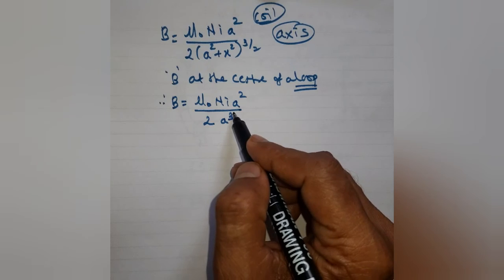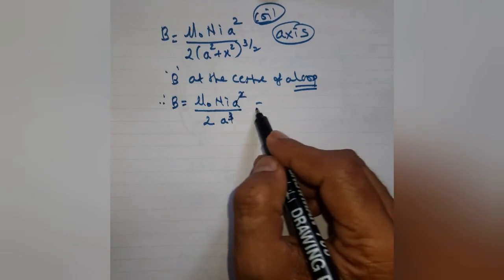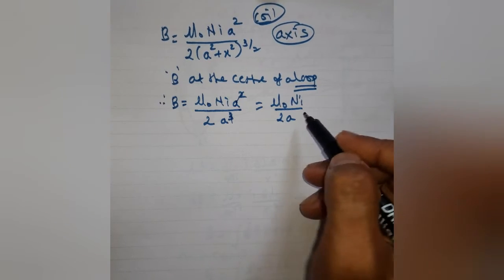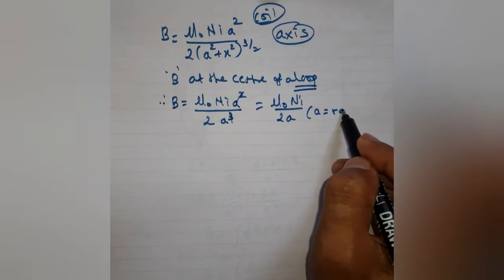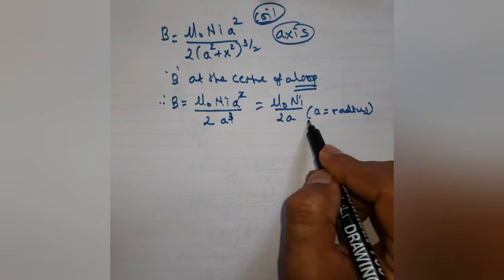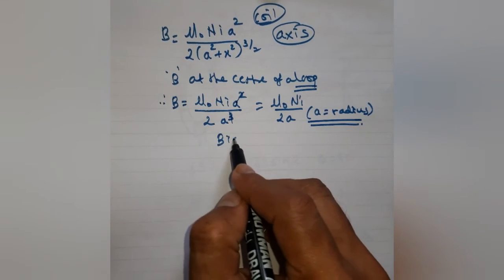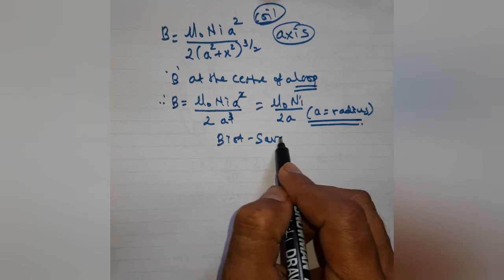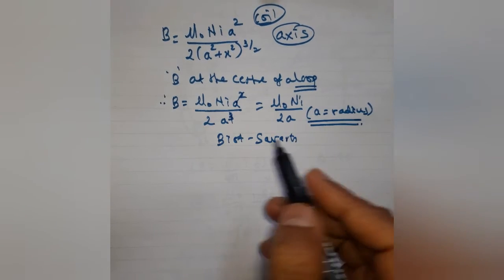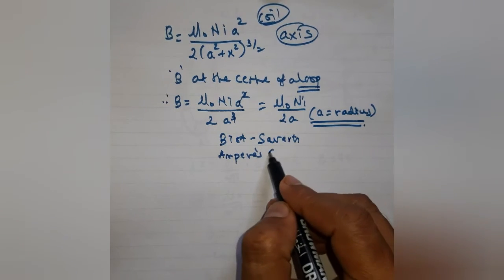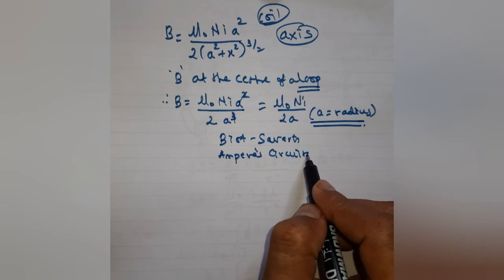Now if I simplify this further, this whole thing gets cancelled and I get mu naught n I by 2a, where a is the radius of a loop or a coil. So we get such a value for B, and we get this value by using the Biot-Savart law. The same thing you can derive using another law, which is called Ampere's circuital law, and I will teach you this in the next class.